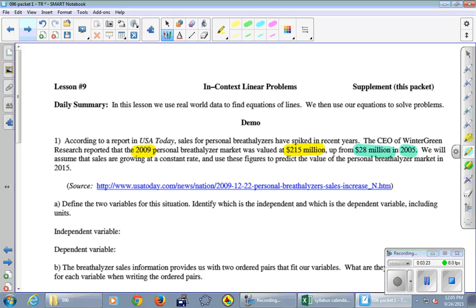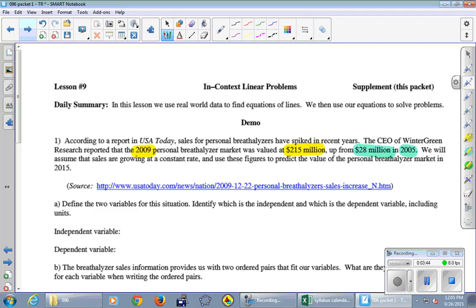We'll assume sales are growing at a constant rate. That is, they keep growing at the same rate every year. And we'll use the figures to predict the value of the personal breathalyzer market this year, 2015. Part A, define the 2 variables for the situation. Identify which is independent and which is dependent, including units. Let's give this a shot.